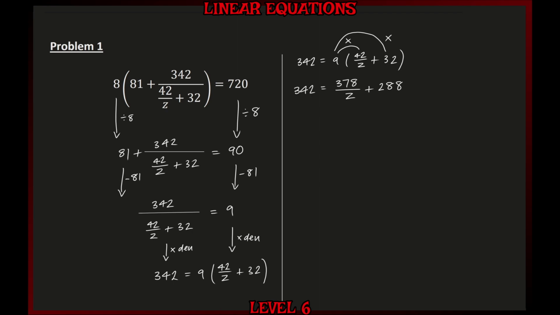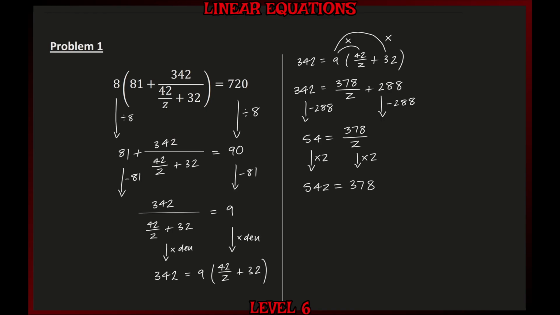Now staying on the right hand side, we'd like to remove the plus 288. So we're going to use its inverse and subtract 288 from both sides. And on the left, 342 minus 288 gives us 54. And on the right, the 288 and the minus 288 cancel out to leave us with 378 over z. Now looking at the right hand side, we'd like to remove the z from the denominator of the fraction. We can do this by multiplying the right by z and doing exactly the same on the left. And we get 54z is equal to 378.